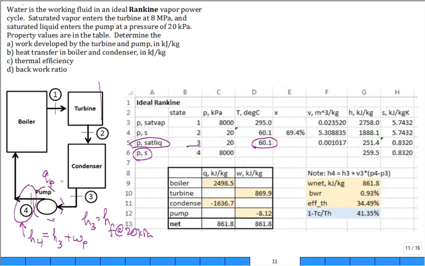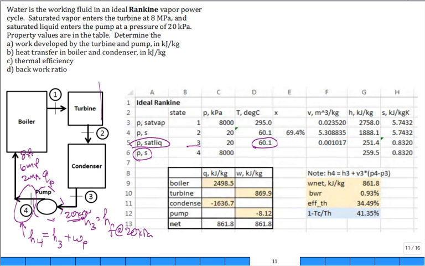Let me ask this question. If you went from 20 kilopascal to 2 megapascal versus 20 kilopascal to 6 megapascal or 20 kilopascal to 8 megapascal, is the work the same regardless of the outlet pressure? Or does it take more work to boost it to a higher pressure? Which one is it? More work. More work to boost it to a higher pressure.